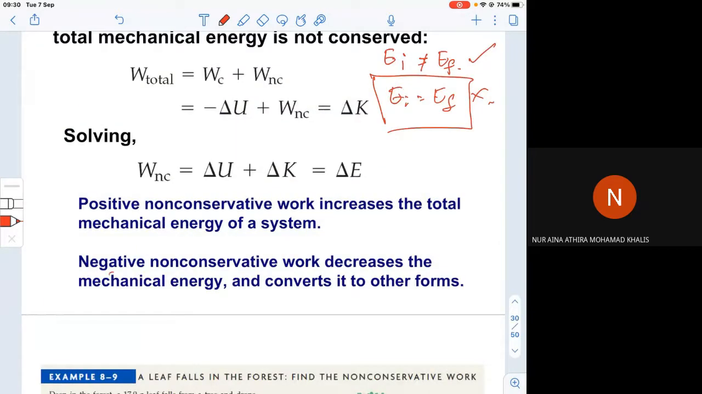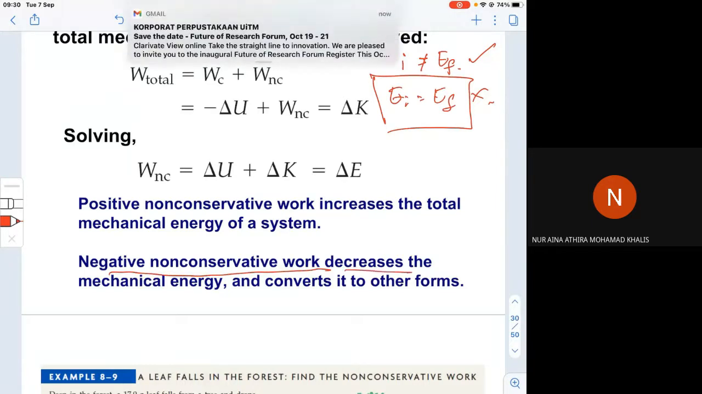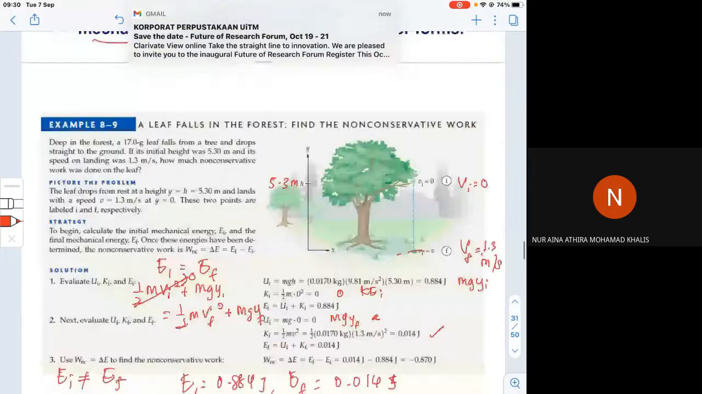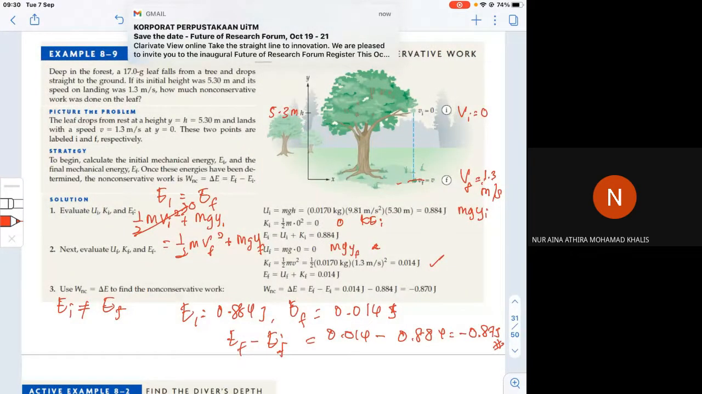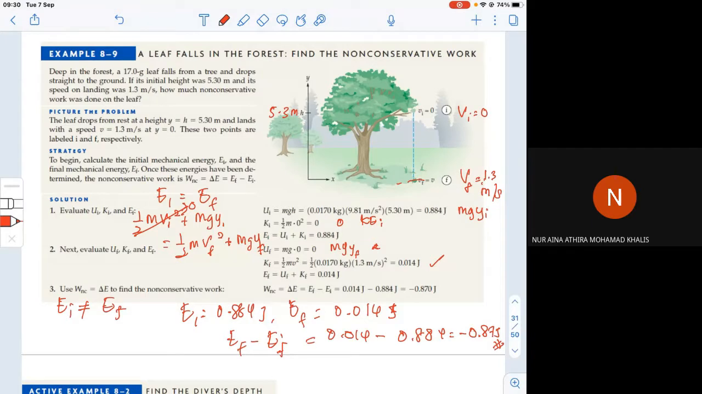Okay, the negative non-conservative work decreases the mechanical energy. So when we calculate the mechanical energy, it has decreased from initially to final. But when the total mechanical energy increases, that means we will have a positive non-conservative work. So we cannot say that it must always be a negative non-conservative work. But we should always calculate it separately, between initial mechanical energy and also final mechanical energy, in order to get the situation on how to calculate the non-conservative work.